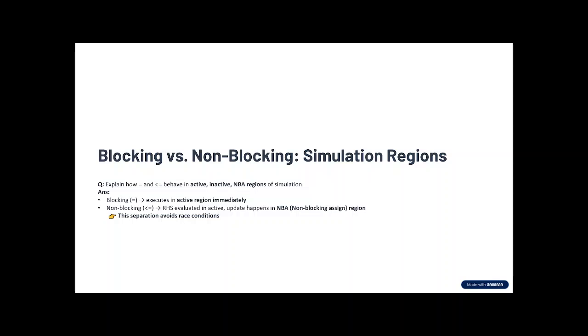So, my first question is: explain the behavior of blocking and non-blocking in simulation regions. Blocking executes immediately in the active region. And in non-blocking, the RHS value gets evaluated in the active region while the LHS is updated in the NBA region, that is the non-blocking assignment region. So there is a key insight: non-blocking separates evaluation and update. That's why it avoids race conditions.